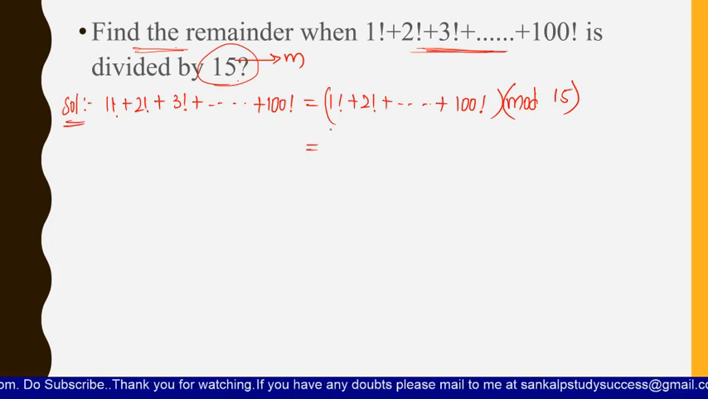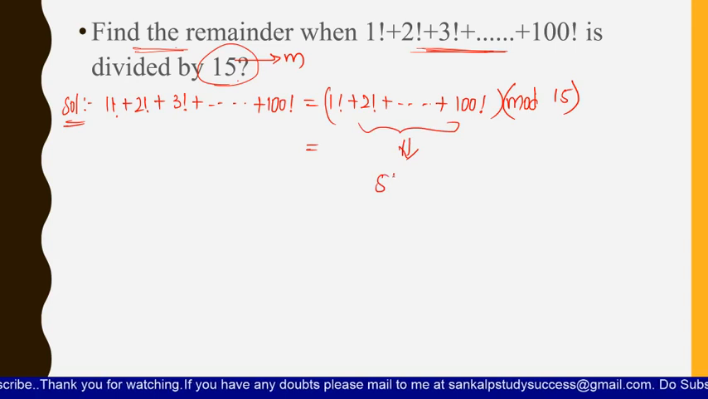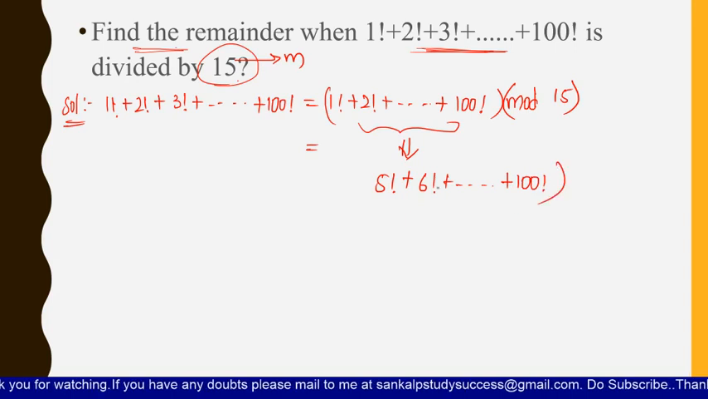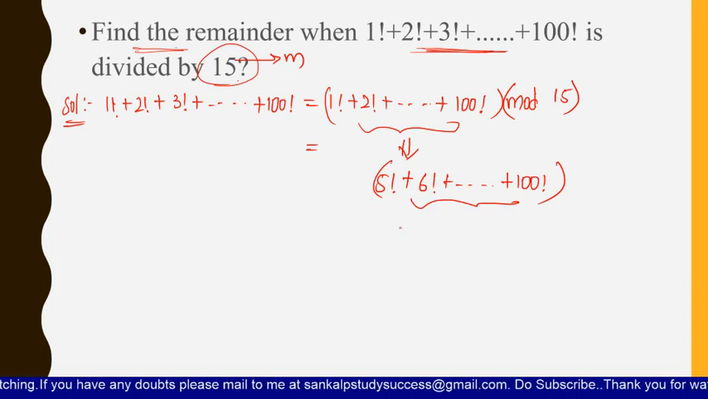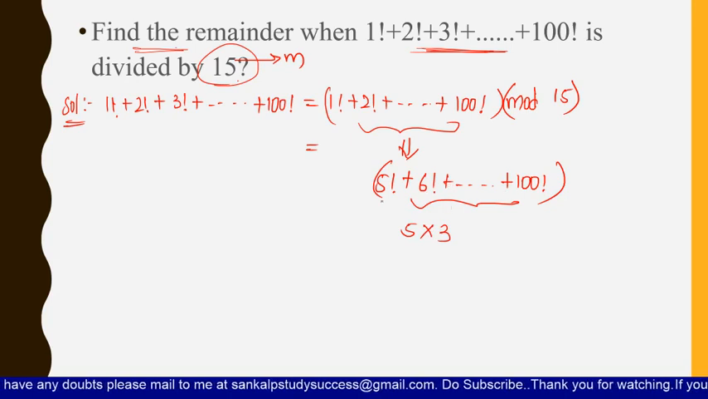Now if you carefully observe, from 5 factorial, 6 factorial, plus so on up to 100 factorial, in this series you will have 5 into 3 in each and every term. Am I correct? In 5 factorial you get 5 into 4 into 3 into 2 into 1, so you have 5 into 3. Again in 6 factorial you have 5 into 3, in 7 factorial again, and so on. If you continue the process, each and every term up to 100 factorial will contain 5 into 3.